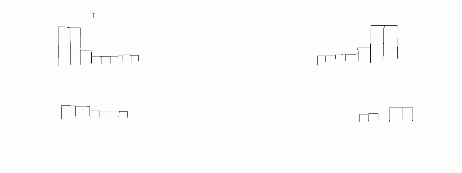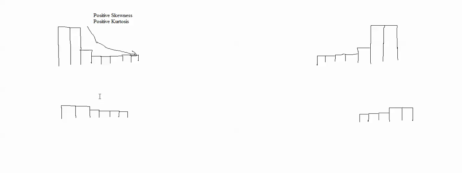So over here we have positive skewness and positive kurtosis, since it trails off to the right, so it has a positive skewness, and it has a tall and narrow peak, so it has a positive kurtosis.